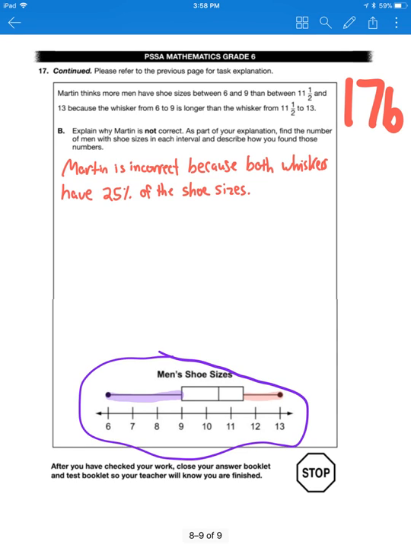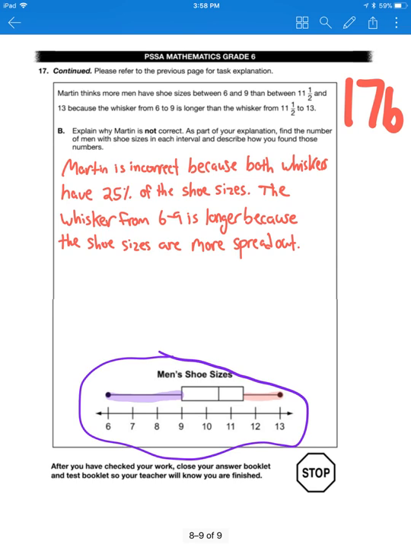Okay, so here's how I started. I said Martin is incorrect because both whiskers have 25% of the shoe sizes. Remember, each section is 25%. Now, what I do want to explain next is I know this whisker is longer from 6 to 9 because the shoe sizes are just more spread apart. So let me pause it. Okay, so let's check out my next sentence. I said the whisker from 6 to 9 is longer because the shoe sizes are more spread out. So these two sentences should explain why Martin is not correct. He's incorrect because both whiskers have 25% of the shoe sizes. The whisker from 6 to 9 is longer because the shoe sizes are more spread out.